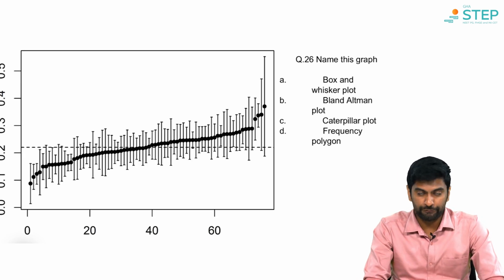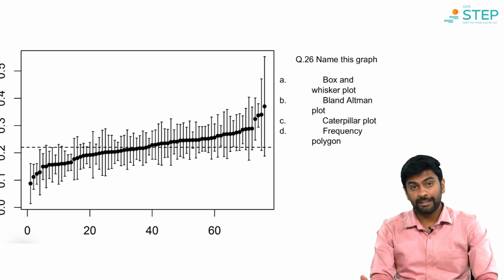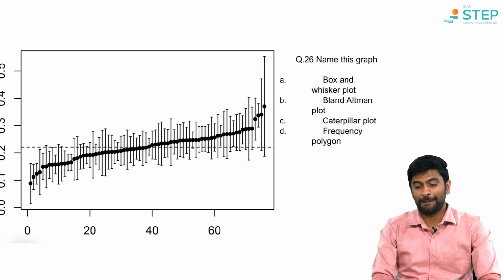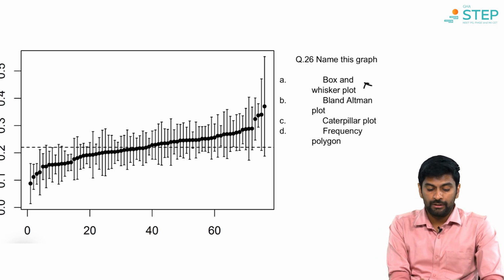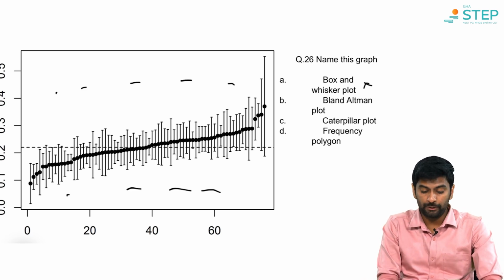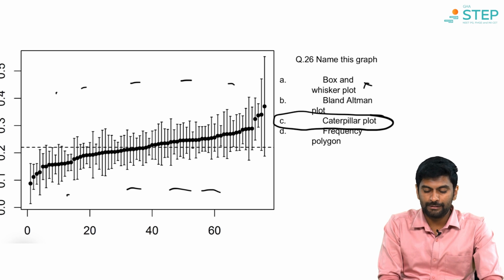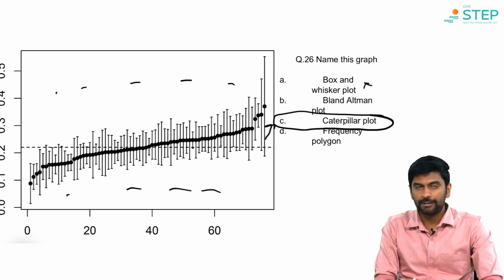Next, name this graph. It's an interesting question because by the looks of it, immediately you would be in a position to answer it. Because if you say a box and whisker plot, no, it's not classically related to that. In a Bland-Altman plot, you will have the specific cutoffs there between +1 and -1 standard deviations if it was a Bland-Altman plot. It's not a frequency polygon because it's not connecting any of the dots, whereas it does definitely resemble a caterpillar, and this is actually what is a caterpillar plot. So, the correct option is option C, caterpillar plot.